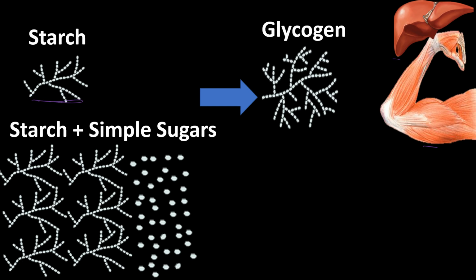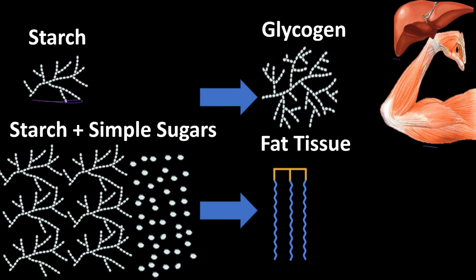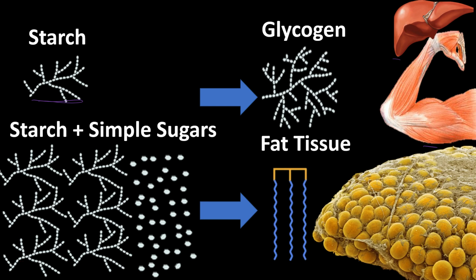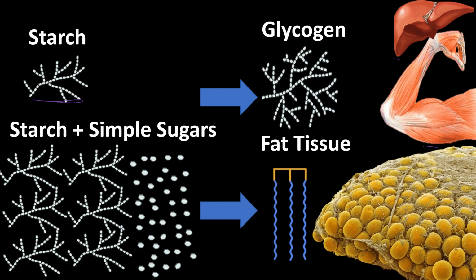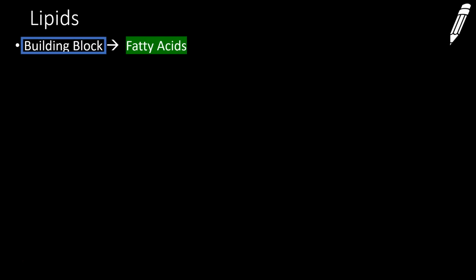So what's your body going to do with this? It's going to turn it into fat tissue. It's going to go into your fat stores, okay? So the whole purpose for why we have fat, it's a savings account for energy, okay? Just like the bank is a savings account for money that you don't need right now, the purpose for fat is it's a storage for energy we don't need right now, okay? So let's go over lipids a little more.